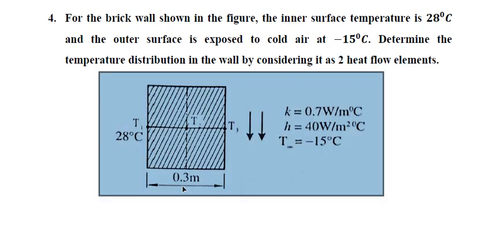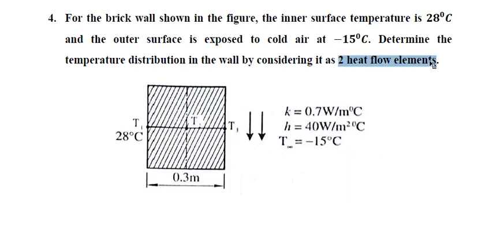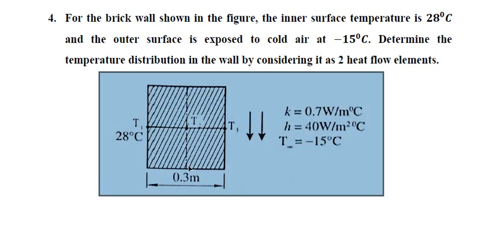Here the length given is 0.3 meter. If the question says consider it as 2 heat flow elements, then we have to exactly divide it into half, having one element here, other element here. Don't worry about the upper or lower part. We have to consider only one element, two elements. One element having 0.15 meter, other element having 0.15 meter. Both the elements have the same property K. K1 is equal to K2 is equal to K. Both elements are of the same material, but we have to consider it as 2 elements.